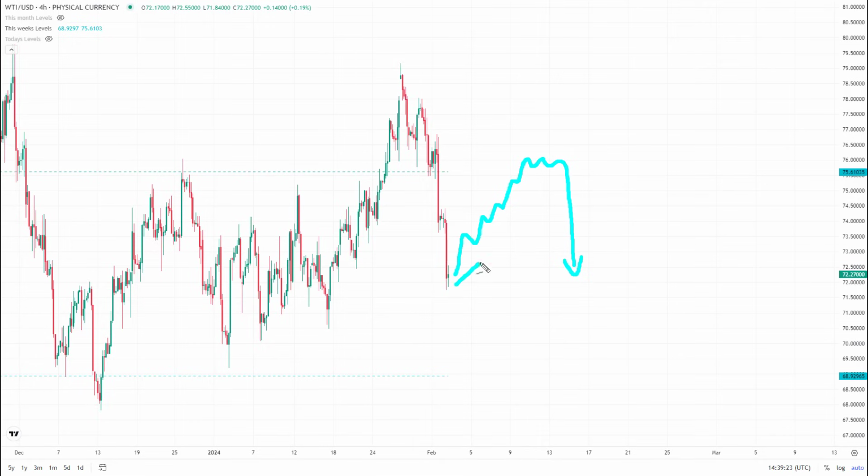Now, if we start to make our way towards the upper bound, and instead of testing it, we actually break out before we get there, you can look for a pullback and a follow-through trade down to the lower bound at the 68.92. But I can either be short crude oil next week or do nothing. I do not want to buy crude oil as it currently stands next week.